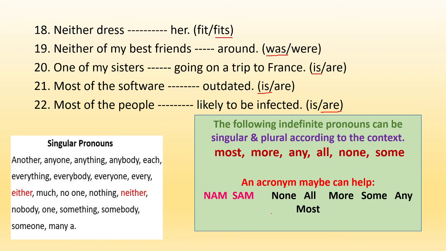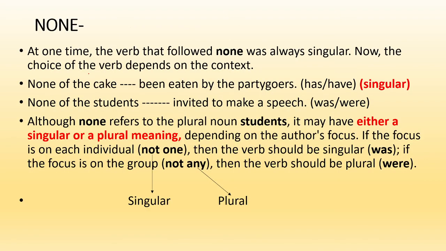So in case of these six, you have to identify the true subject, the thumb rule. Follow the thumb rule, identify the true subject, because these can be plural and these can be singular. Like in this case, I identified whether software is countable or uncountable, whether people is countable or uncountable, and then decided. Now, none. It is a special case. It is very versatile. At one time, the verb that followed none was always singular, but now the choice of verb depends upon context.